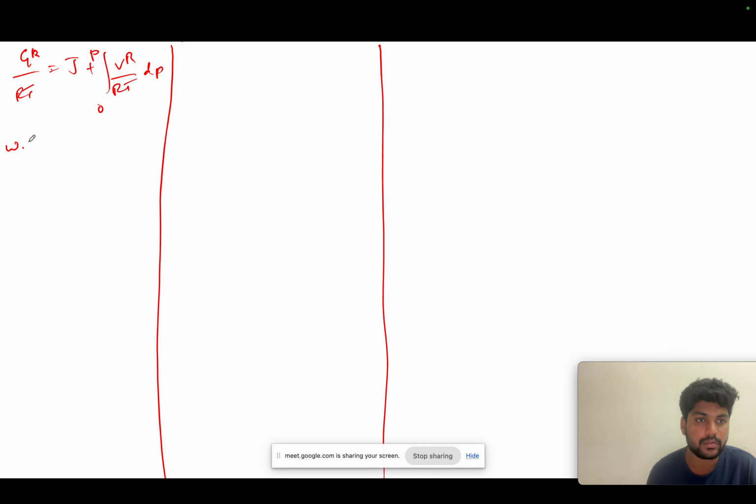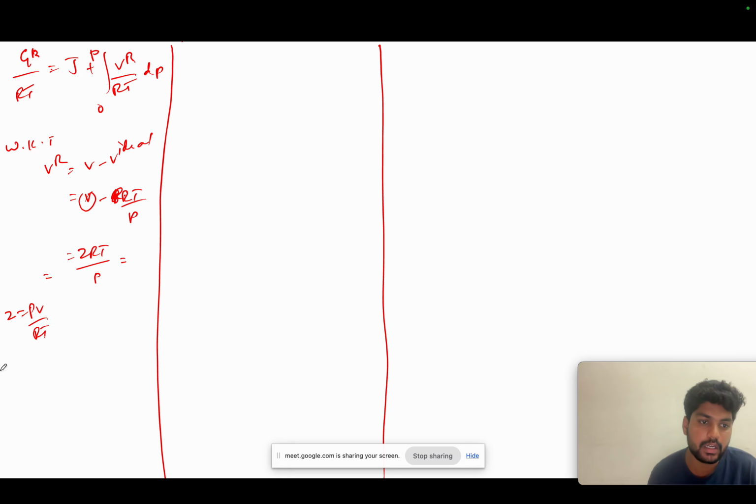We know that VR equal to V minus V ideal. V ideal is RT by P. Now we know the compressibility factor equation, since Z equal to PV by RT and V equal to ZRT by P. So that's what we write here, minus RT by P. Now if I take RT by P common, we have Z minus 1.